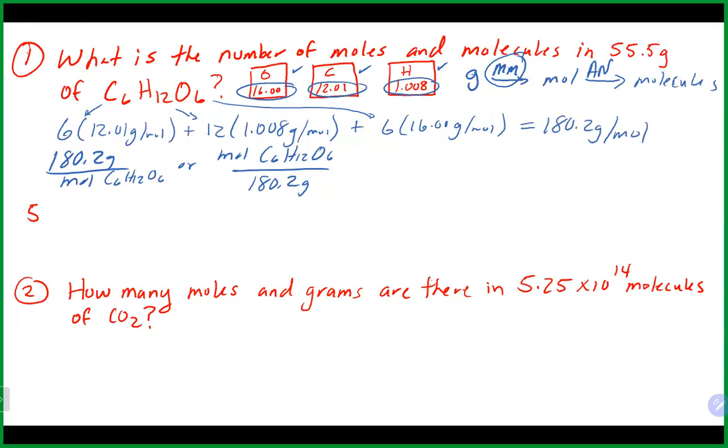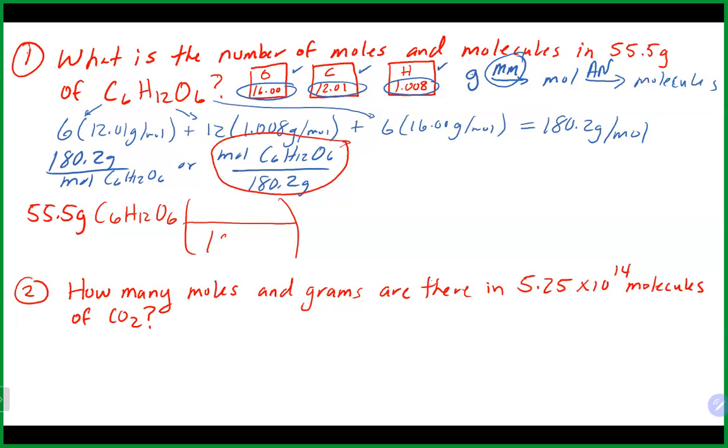So we could start with our 55.5 grams of our C6H12O6. And once again, we really don't have to think about it other than opposites cancel, right? So we want to pick the right one, and that's going to be this one in this case to do that. And that would get us 180.2 grams per mole of our C6H12O6. If I stop right now, the grams will cancel and that will give me moles.